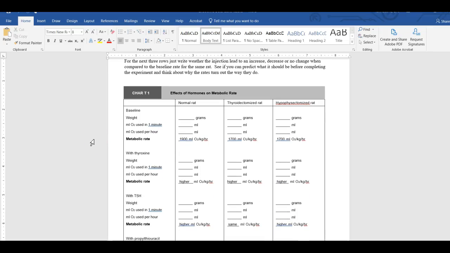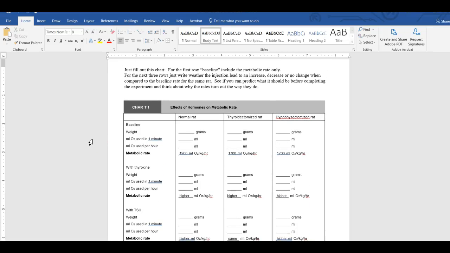Okay, here is a quick video to explain the results from the Endocrine Physio EX for anybody that couldn't make live sessions when we were going over this. So you want to remember that you have a normal rat, a thyroidectomized rat, and a hypophysioectomized rat. This rat is missing its hypophysis, which is the pituitary, not the hypothalamus. So you want to keep that in mind.